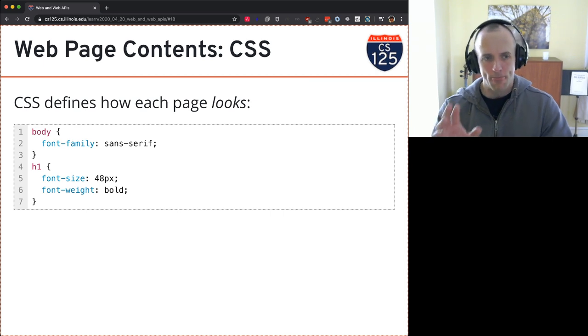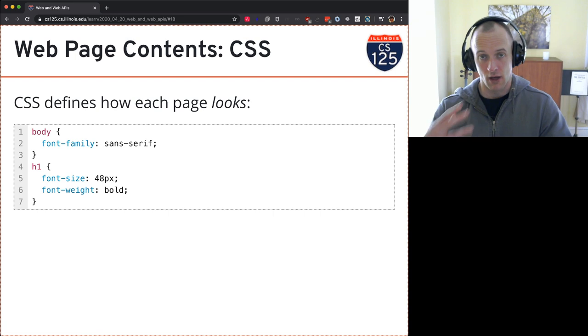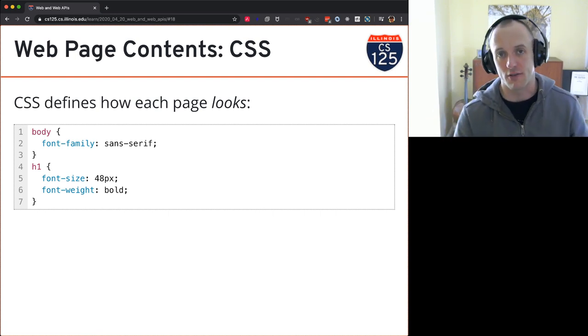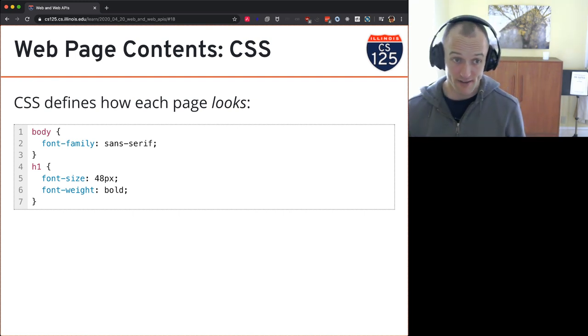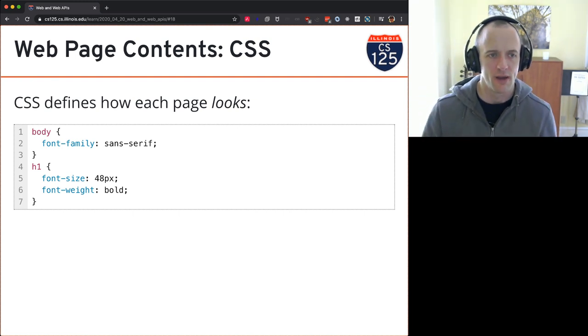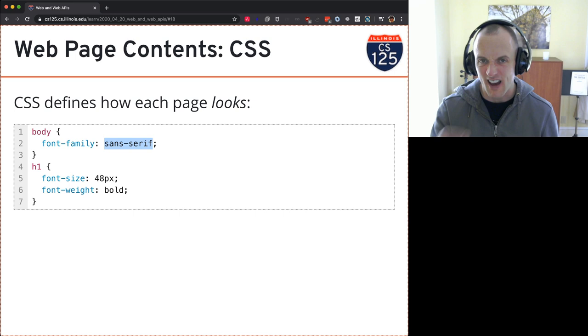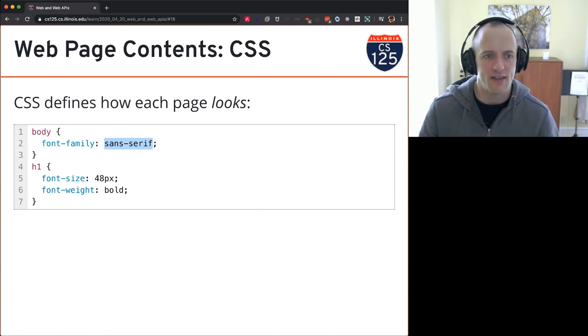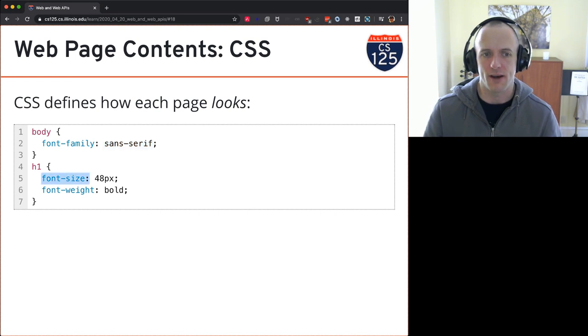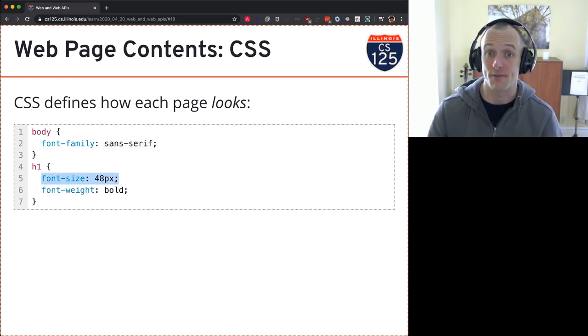All right, so briefly, this isn't the most interesting part of the web stack. Along with your page, you also get some instructions typically about how the page should look. This is in a language called CSS. So for example, this bit of CSS says that the body of the page should use a sans serif font. That's a font that doesn't have those little sharp bits on the corners. And then it gives some specific information about how to style that H1 element, that first level heading.